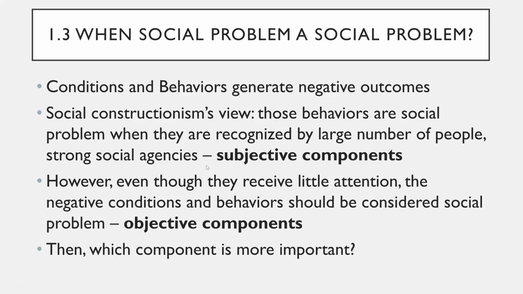So even though problems are occurring in everyday life, those problems should be recognized by a large number of people. However, some sociologists argued that even if a problem is small and gets little attention, negative conditions or behaviors should be considered a social problem because they are serious to the people, even though the size is small. These are social problems, or serious issues, for them. So there are subjective and objective components, but it's arguable which component is more important, because both components have their own importance.